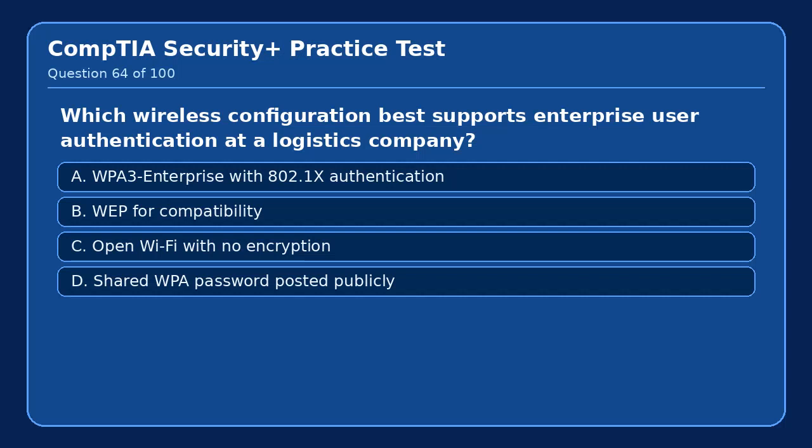Question 66. Which method safely analyzes a suspicious attachment received by a manufacturing plant? A. Disable antivirus before testing. B. Forward it to all employees. C. Open it on a production domain controller. D. Open it in a sandboxed analysis environment. Take a moment to choose your answer.